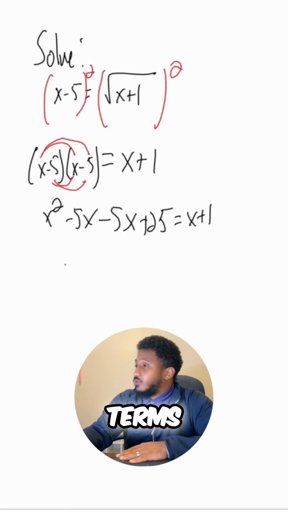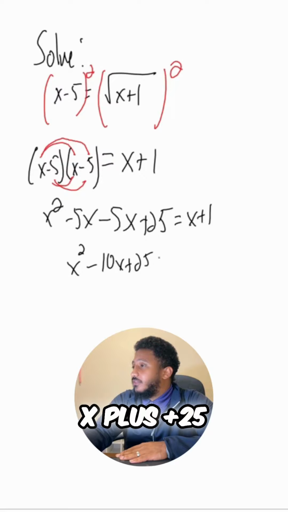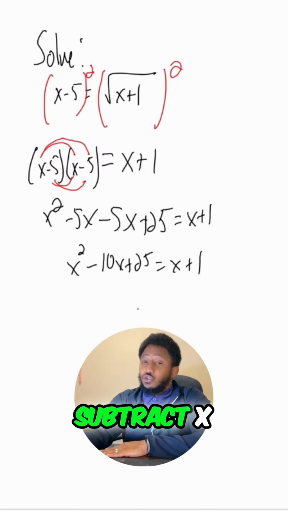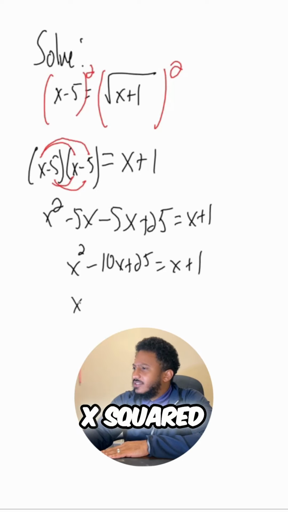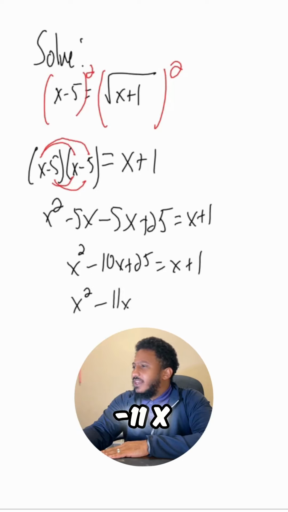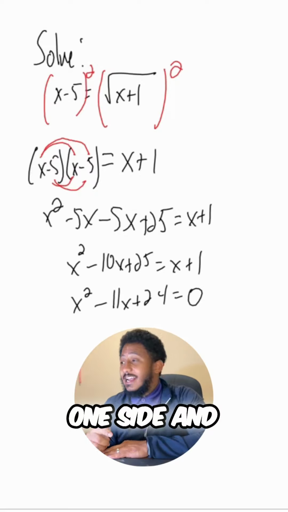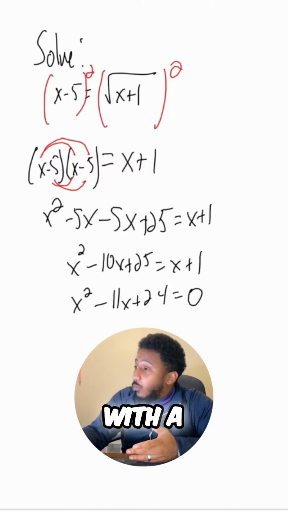First, combine like terms: x squared minus 10x plus 25 equals x plus 1. And now getting 0 on one side, we would subtract x from both sides and subtract 1 from both sides. So that gives us x squared minus 11x plus 24 equals 0. So we got 0 on one side. Then we try factoring the other side.